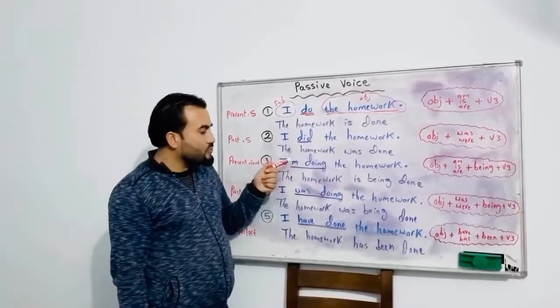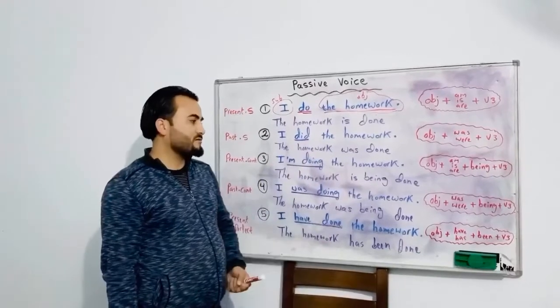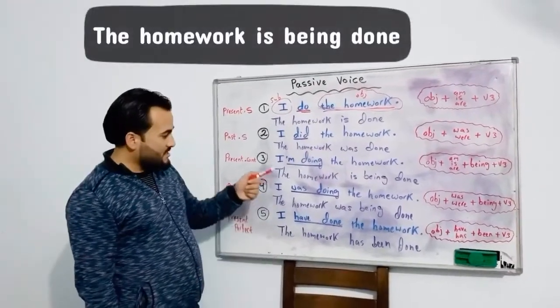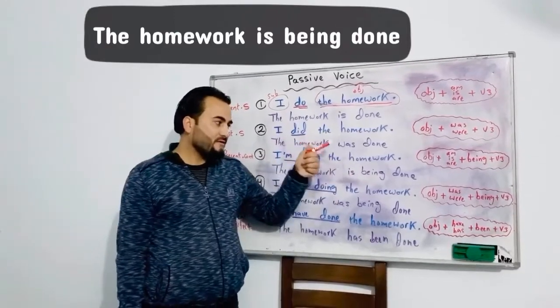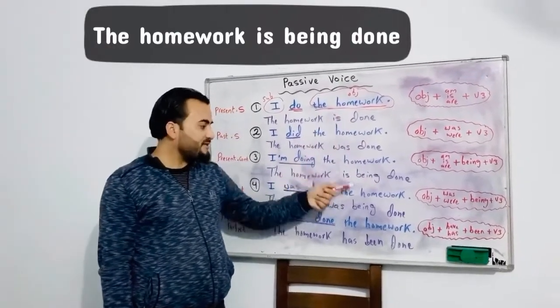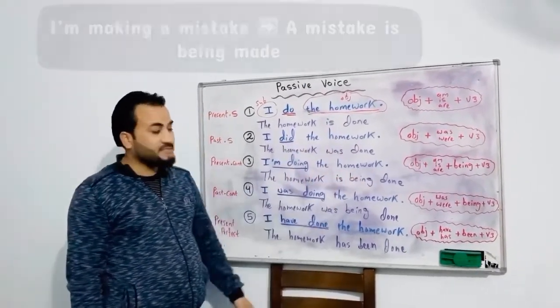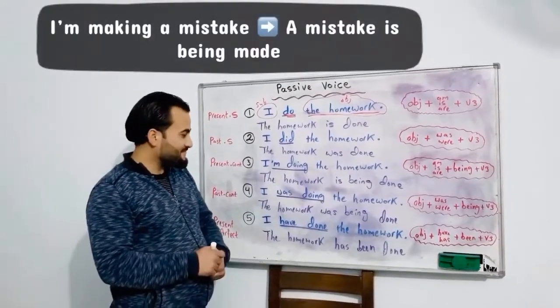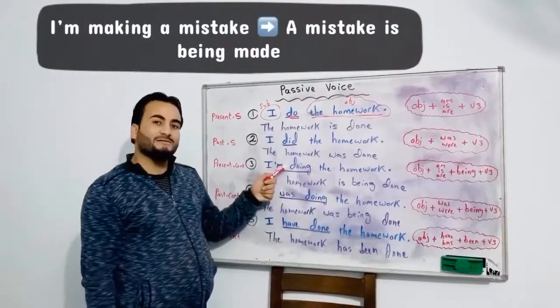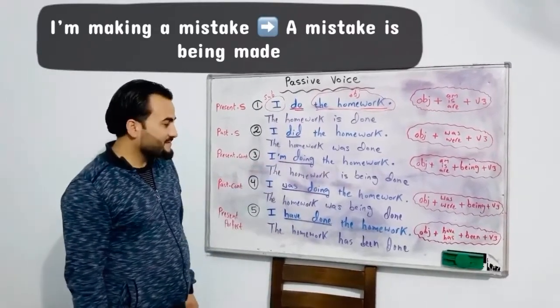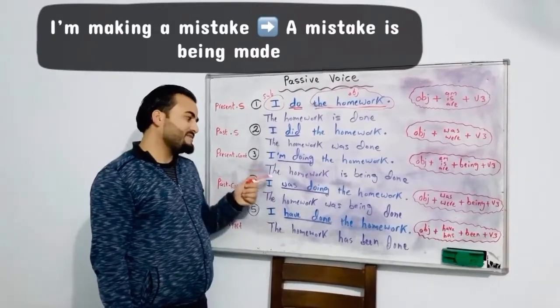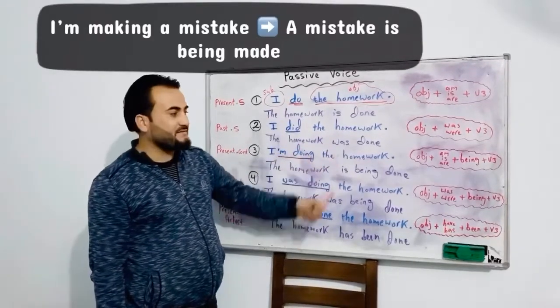Number 3, present continuous. I am doing the homework. So here, the homework is being done. Is being done. Example? I am making a mistake. A mistake is being made. Very nice. The mistake is being made.